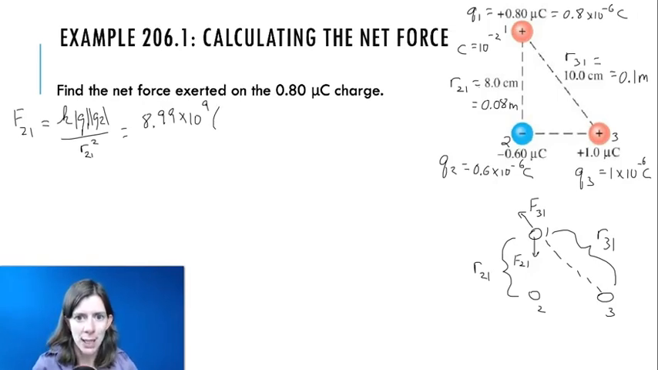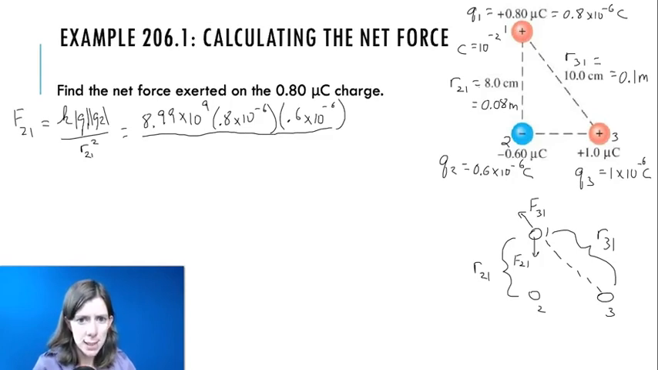So we're going to put in 0.8 times 10 to the negative 6, and then 0.6 times 10 to the negative 6. And it's good to practice just to make sure that you can use your calculator correctly. And then for the distance, I'm going to put 0.08, and don't forget to square that. That's a common mistake, forgetting to square that distance. So if you put all of that in correctly, then you should get about 0.674 newtons. So as always, I'm going to round on the screen, but as I'm calculating all the values, I always use the unrounded values. So hopefully you got that.